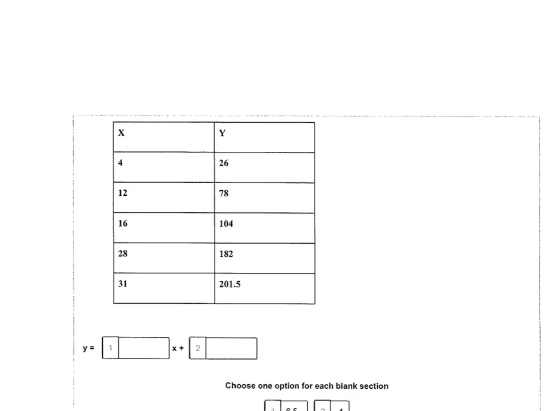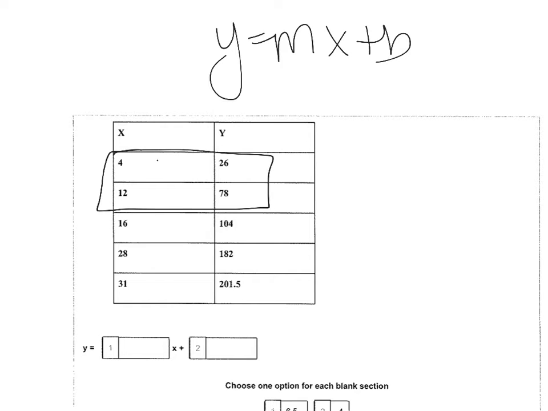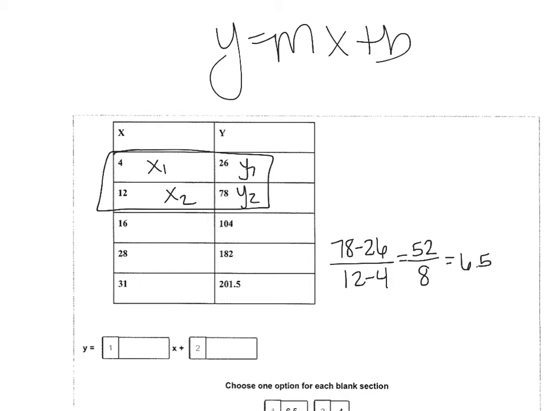Next one, same thing. We want our slope and our y-intercept. They didn't give us the y-intercept, so you're going to have to find your slope first. x1, y1, x2, y2, 78 minus 26 over 12 minus 4. So for my slope, 78 minus 26 is 52. 12 minus 4 is 8. So I get 6.5.